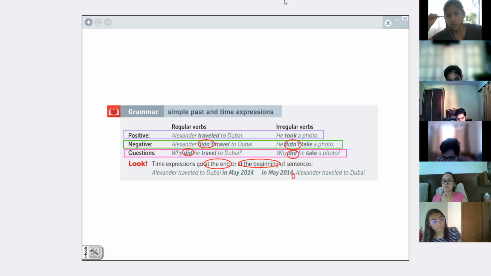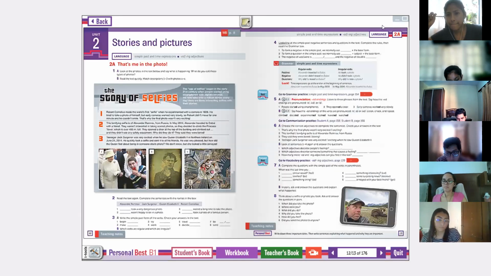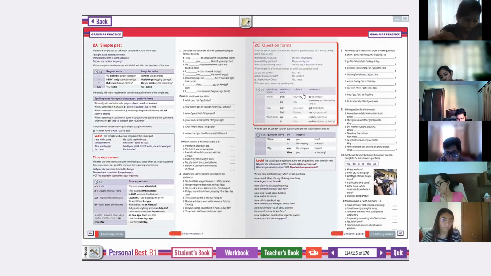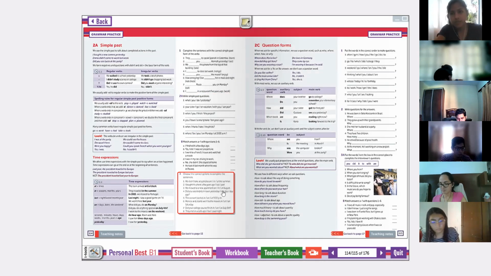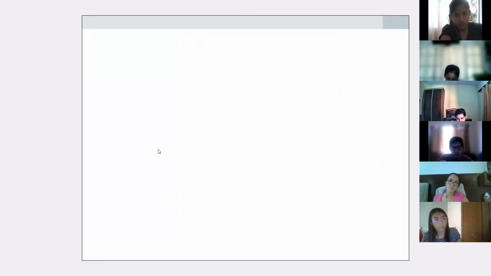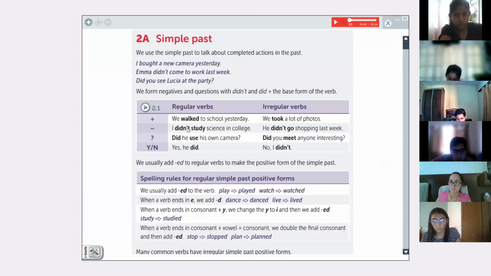So let's practice a little bit this. I want you to go to page 114, and we are going to do exercises 1, 2, and 3. If you have any questions, any doubts, or you are not sure about your answers, remember that you can read the examples here with regular verbs and irregular verbs. Here we have some of the spelling rules. Tenemos algunas de las reglas que mencionamos para transformar los verbos al pasado también.